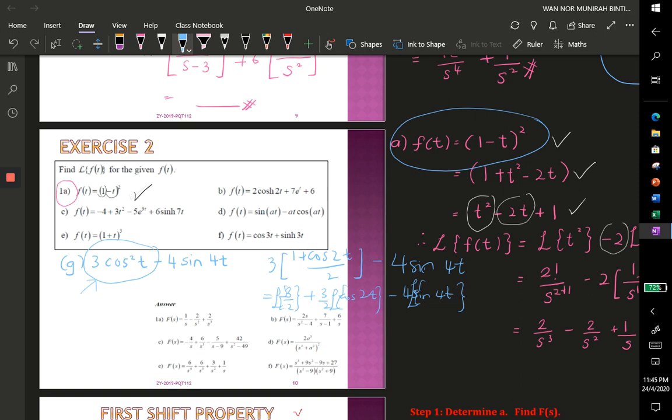So 3 over 2 gives 3 over 2s. Plus 3 over 2 times cos 2t, which is s over s squared plus 4. Minus 4 times sin 4t, which is 4 over s squared plus 16. You must always refer to your table of Laplace transform when you apply this kind of question, because the question does not mention applying the definition, so it is easier if you can refer to the table. Please master the table of Laplace transform.